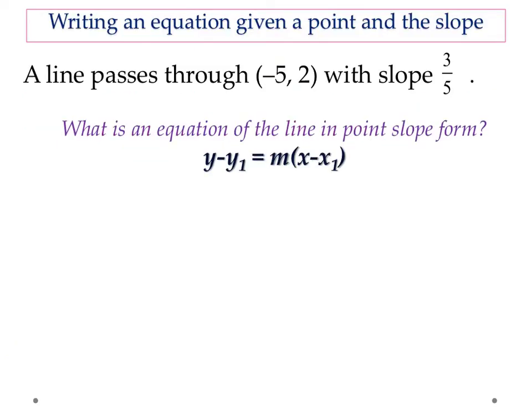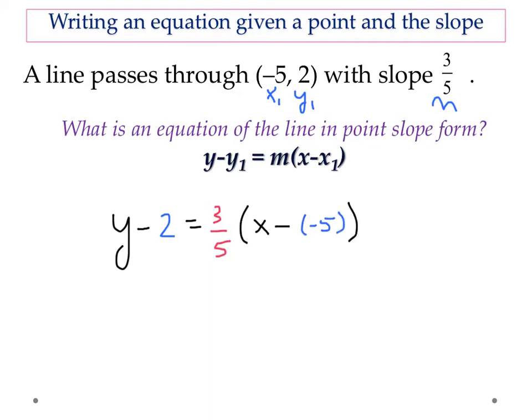So I have a line that passes through the point -5, 2, and the line has a slope of 3/5. So going straight to the equation of a line, I have that this is my x1 and this is my y1 and this is my slope. So going right into plugging into the formula, I get y minus my y1, which is 2, equals my slope times x minus, and I plug in my x1, -5.